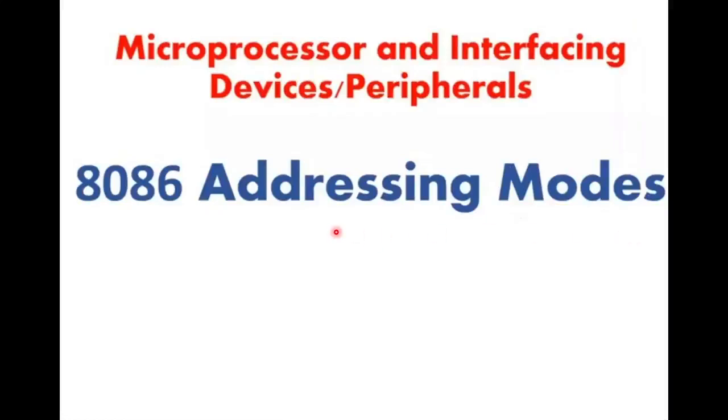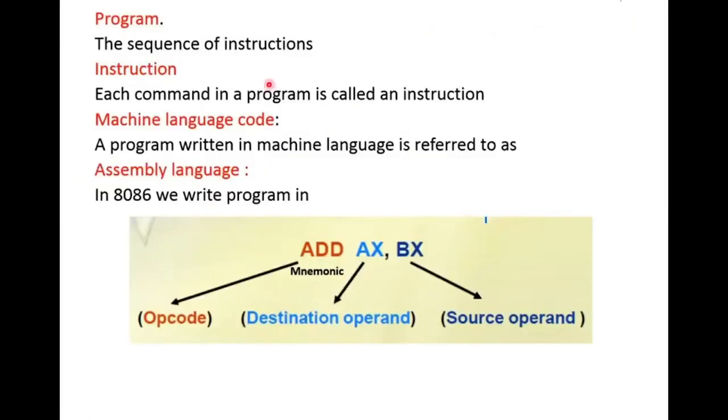So hi everyone. In this class we are going to discuss addressing modes. A program is nothing but a sequence of instructions. Instruction means each command in the program. A program written in machine language is referred to as machine language code, and in 8086 we can write a program in assembly language only.